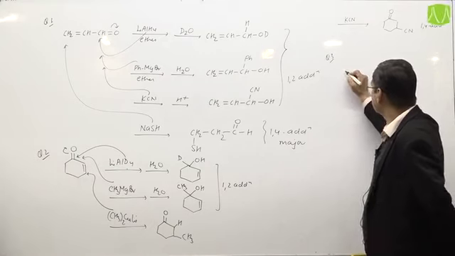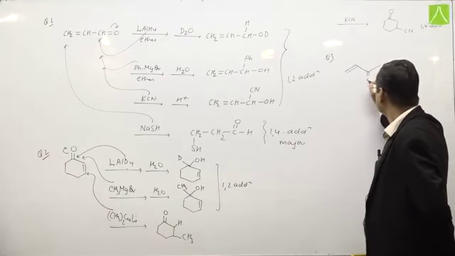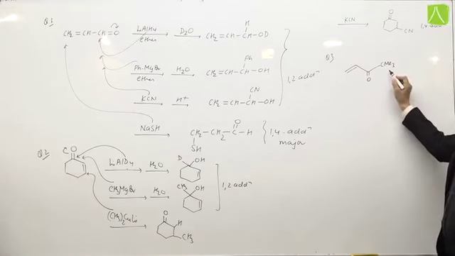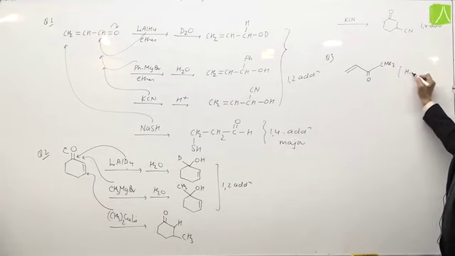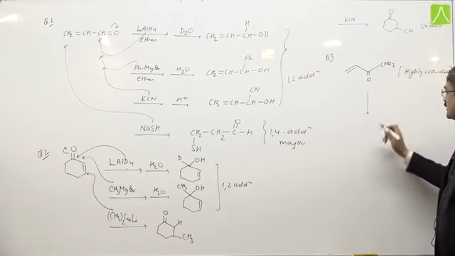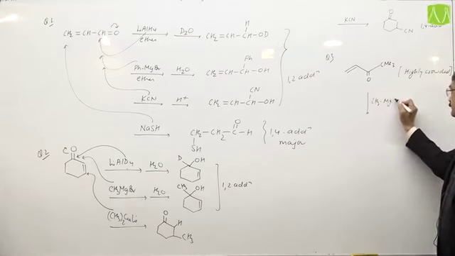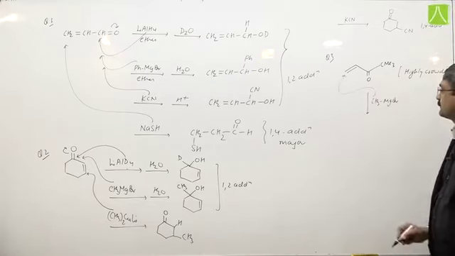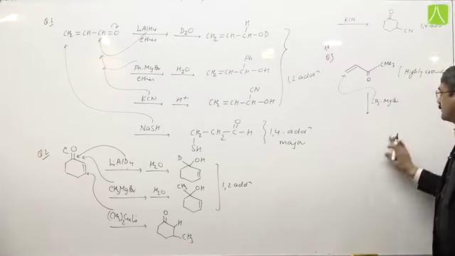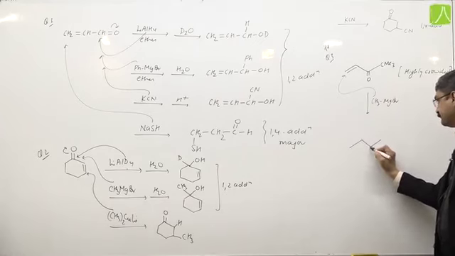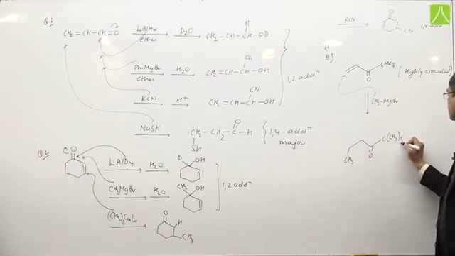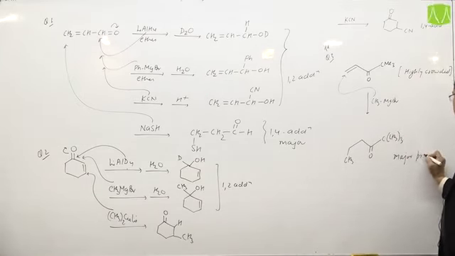Now the next question is like this. CMe3. So this carbonyl compound is highly crowded. So in this case, Grignard reagent also give 1,4 addition because of crowding effect. So this is the exceptional or important type of example. So in 1,4 addition, methyl add to the here. This is the major product.